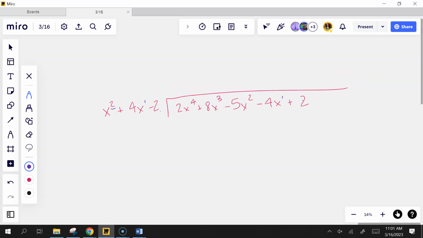Like if it was just 2x to the 4th minus 5x squared, I would do 2x to the 4th plus 0x cubed minus 5x squared, so that I had that 3.